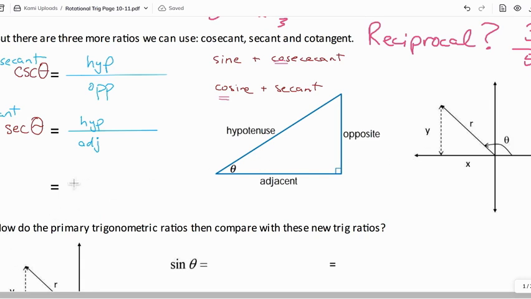The last ratio is tangent, and that is opposite over adjacent. So the reciprocal of that is going to be adjacent over opposite. And the name of the reciprocal ratio is called cotangent. Again, that pairing has one co. And the short form of cotangent is COT.